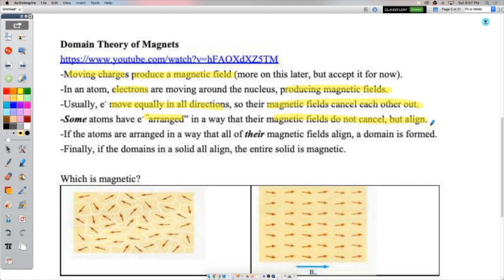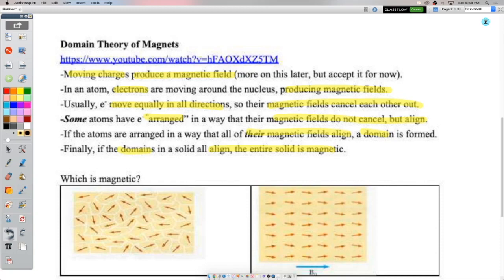All of those atoms then have to be arranged in a way that all of their magnetic fields align. And if that happens, then you can get a domain, okay? If that's still not enough, now all the domains need to align. And then if that too is true, you can have a permanent magnet. Okay, and so like it said on the video, you can actually apply an external magnetic field to try and influence the domains within a solid and align the magnetic fields that way.